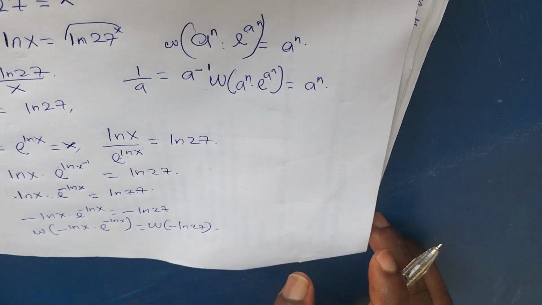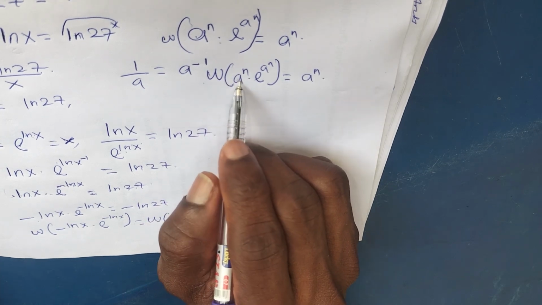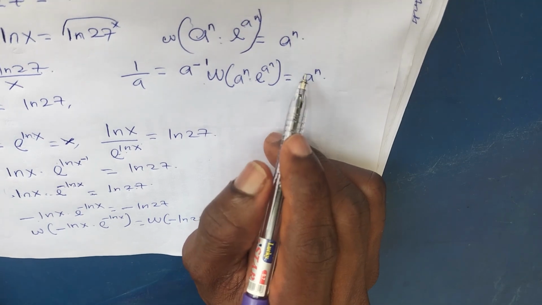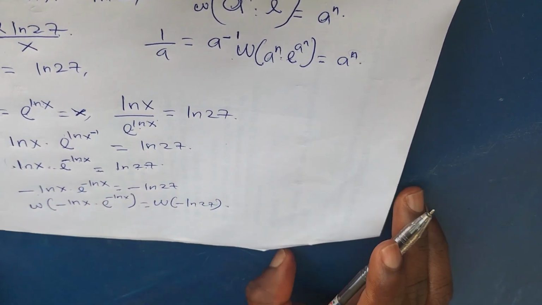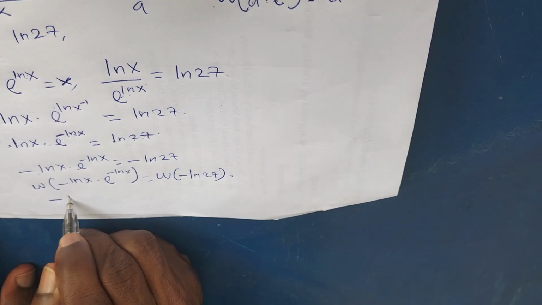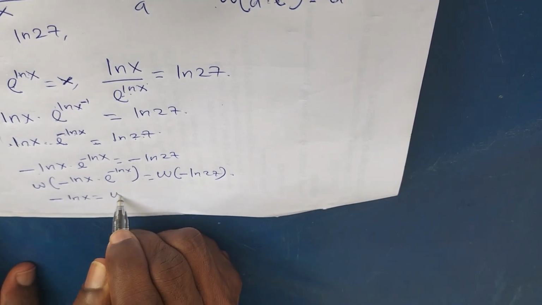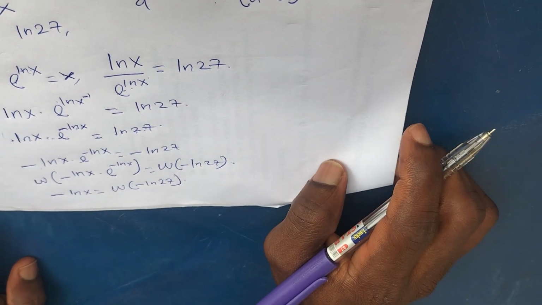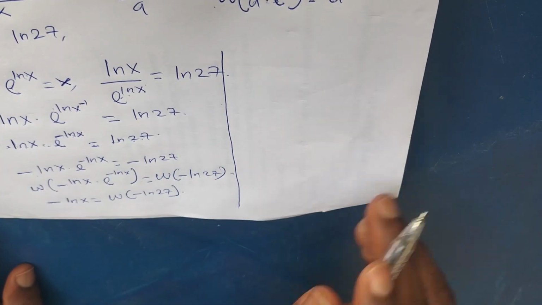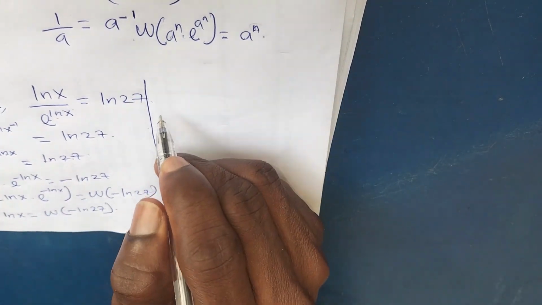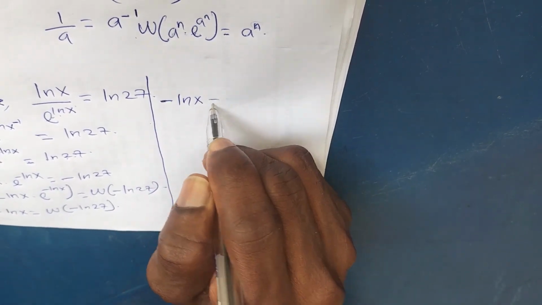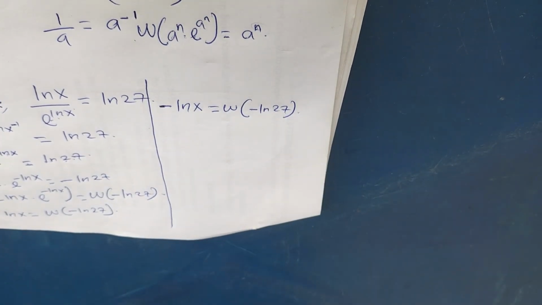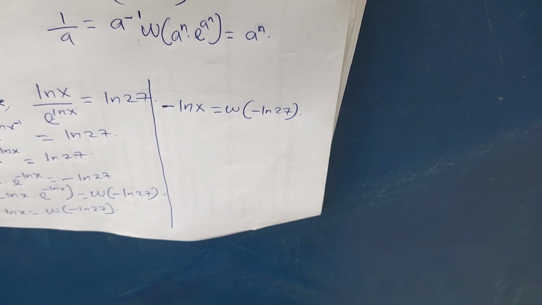Recall we said if we take the Lambert W function of open bracket a to the power of n times exponent of a to the power of n close bracket, it equals a to the power of n. So if we apply this here, we have negative ln of x equals the Lambert W function of negative ln of 27. So coming this way, we now have negative ln of x equals the Lambert W function of negative ln of 27, close the brackets.